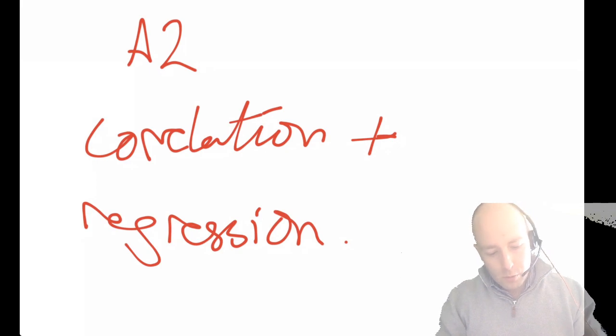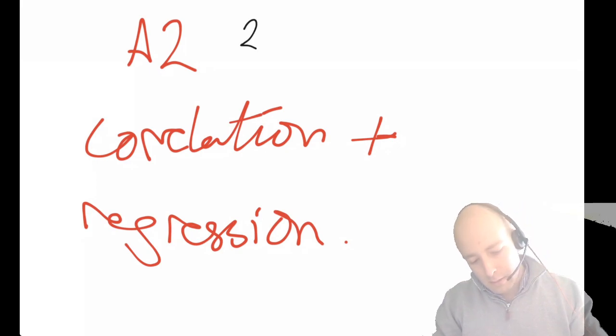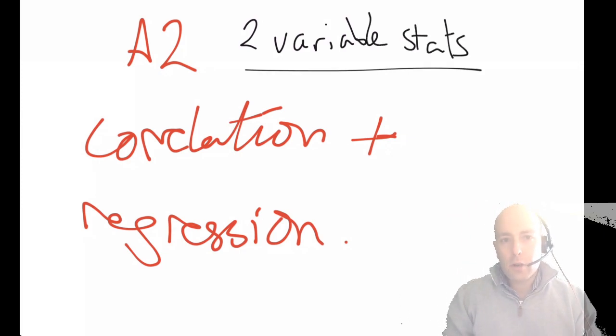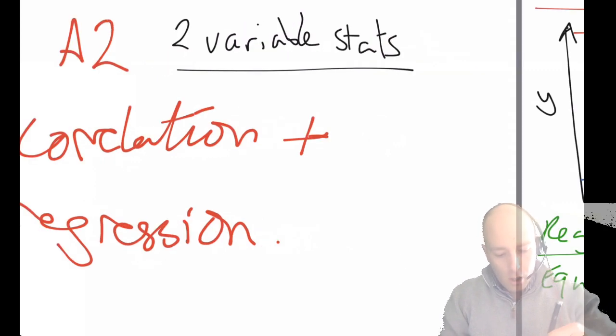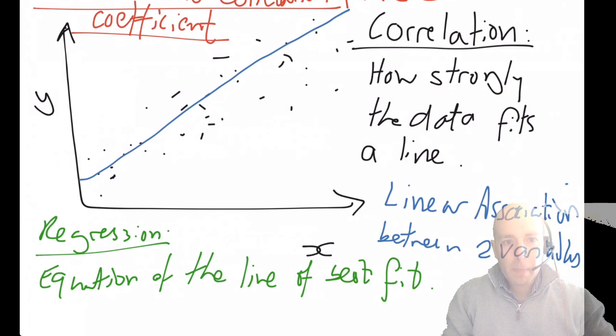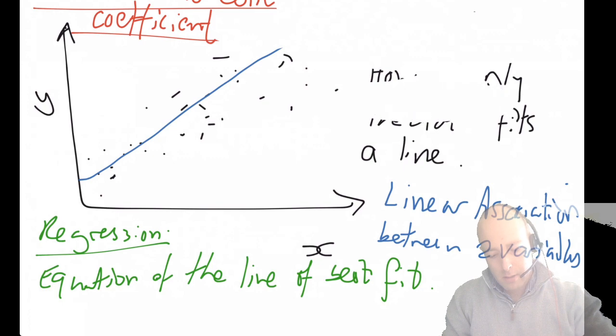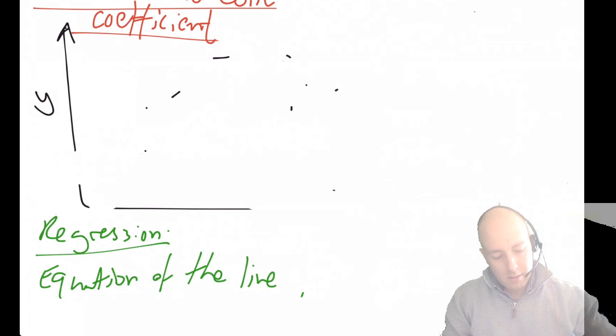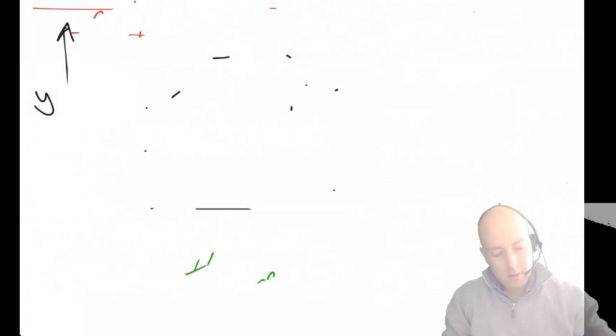So it's a type of two variable stats. Correlation and regression are two separate things, but the way we calculate them is kind of the same on both types of calculator. So let's get rid of all this.